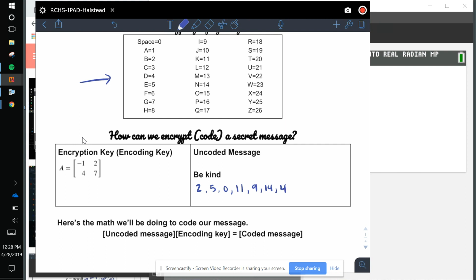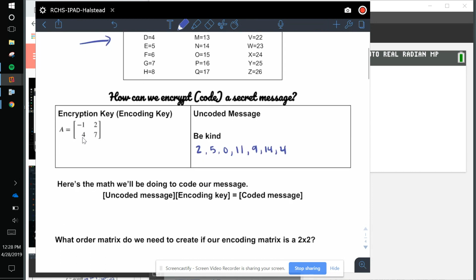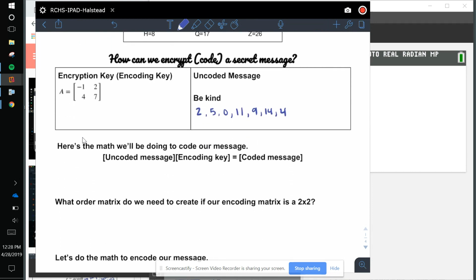We're going to use that in a second, but we're going to look at how we're going to code this message. First we're going to set up a matrix that is the uncoded message, and then multiply that by the coding key, and that will give us our coded message. I noticed that this time our coding matrix is a 2 by 2. So I have a 2 by 2 matrix.